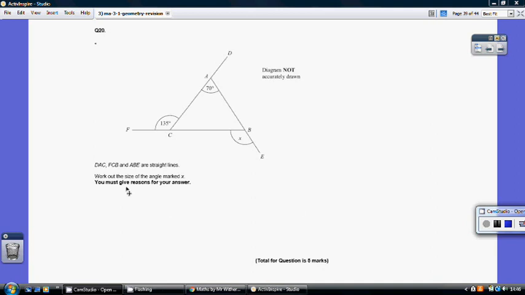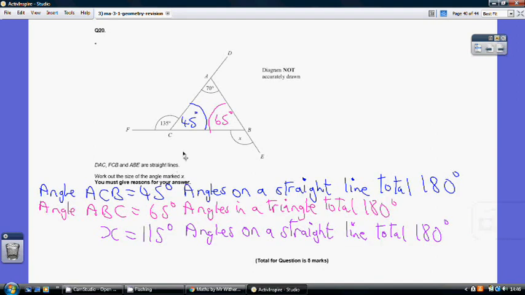Question 20. So another one where we must really focus on giving clear reasons. So each angle we work out, we need a sentence. So let's start off with this angle here, angle ACB. That's 45 degrees because angles in a straight line add up to 180. I've then moved on to this pink angle and said angle ABC must be 65 degrees because angles in a triangle total 180. And once I know that's 65, x must be 115, being 180 take away 65, because angles on a straight line total 180 degrees.